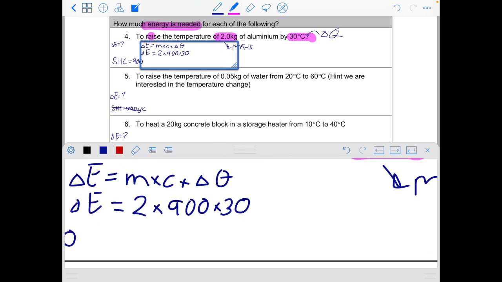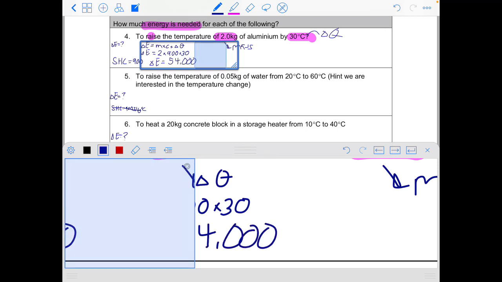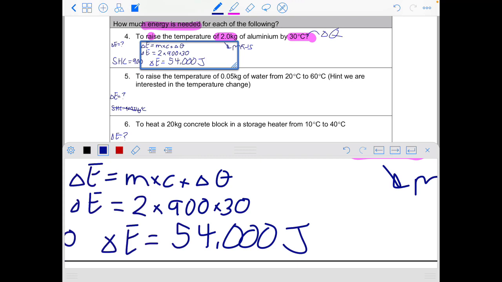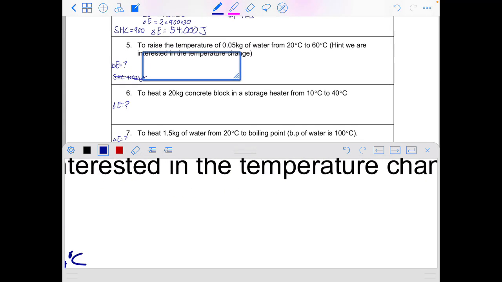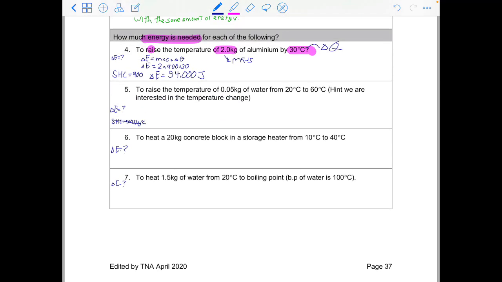And our final answer, helps if I switch to my pen, our change in energy is equal to 54,000. What am I missing? That's right, I'm missing my units. Our change in energy is measured in joules. So it takes 54,000 joules of energy to raise the temperature of 2 kilograms of aluminum by 30 degrees Celsius. So now I'd like you to give a go to questions 5, 6, and 7. And then we'll come back for the feedback.